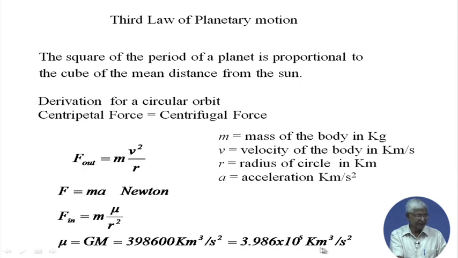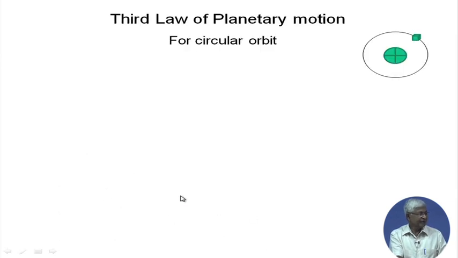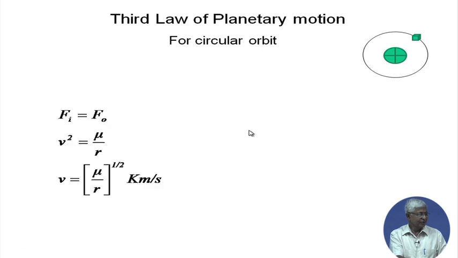Remember that this is in kilometer. So, if we have to calculate sometimes in meter, we have to look at this number and change some of the numbers here. So, this mu will come very frequently in our calculation. So, when F in and F out are equal in a circular orbit, we get velocity square is equal to mu by r, or velocity is root over mu by r, in kilometer per second.